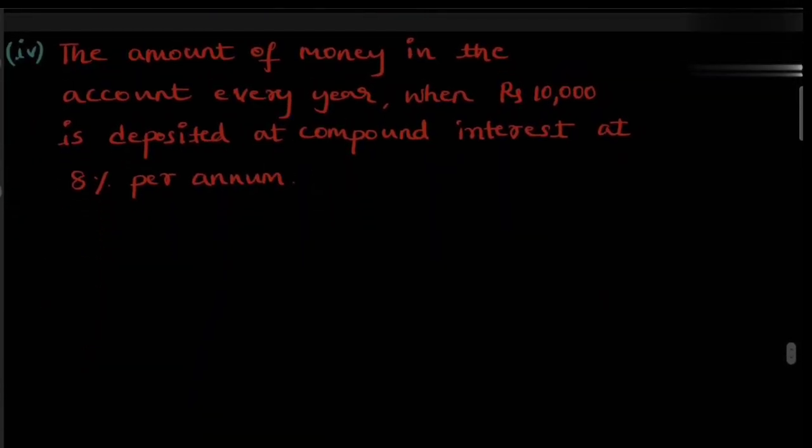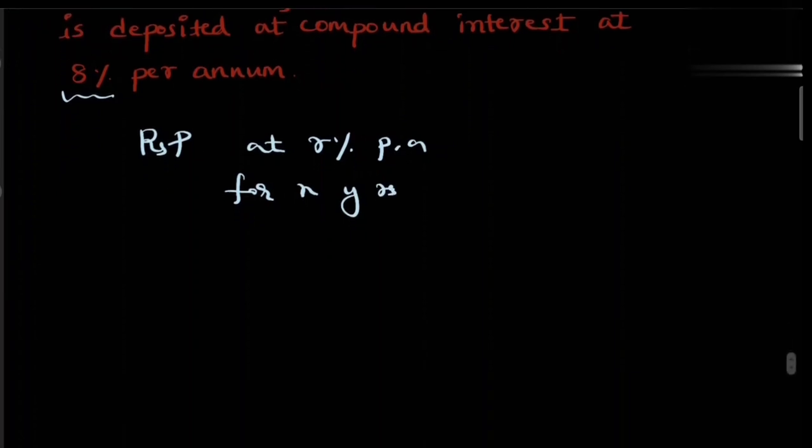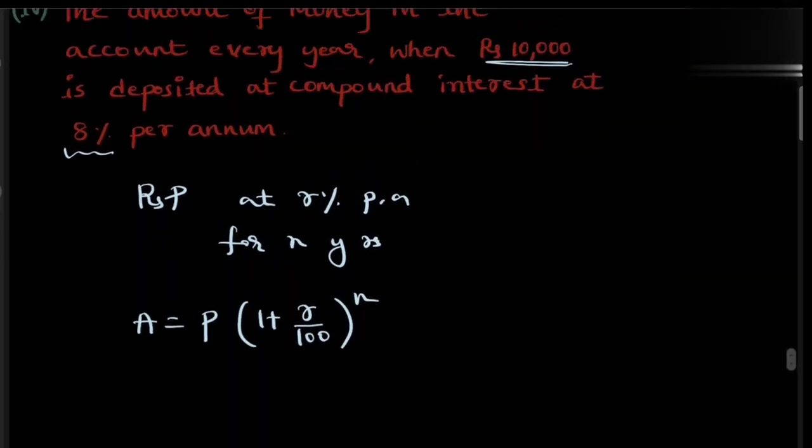The amount of money in the account every year when rupees 10,000 is deposited at compound interest at 8% per annum. So here the principal amount is given and the rate of interest is given. So you have to tell the sequence of the amount every year. So we know that, or let us assume that if rupees P is deposited at R% per annum for N years, the amount of money will be A equal to P into (1 plus R divided by 100) whole power N.